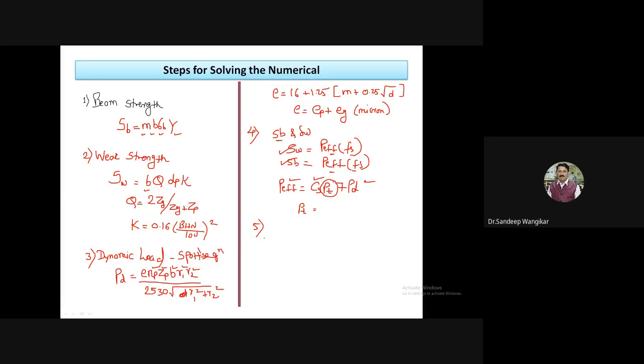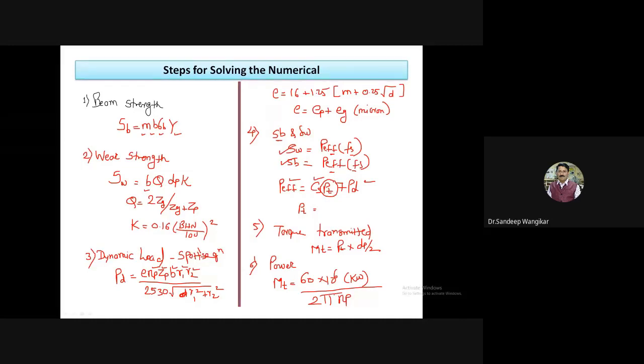Then step number 5, you can calculate the torque transmitted, MT is equal to PT into dP by 2. And step number 6, last, is the power. MT is equal to 60 into 10 raised to 6 kilowatt divided by 2 pi NP. MT calculated, so finally you can calculate the power.